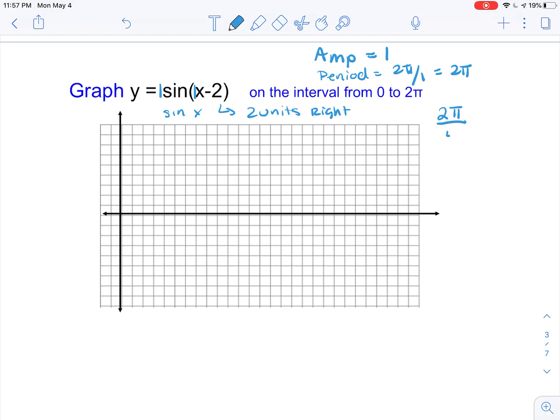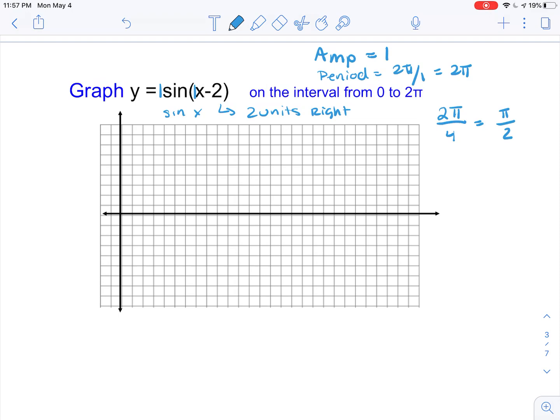Now, what are we going to label our axis with? Well, we know that all the major features of my graph are going to be at the places where my period is divided by 4. So that is pi over 2. So at every pi over 2 units, we should have a min, a max, or a 0.